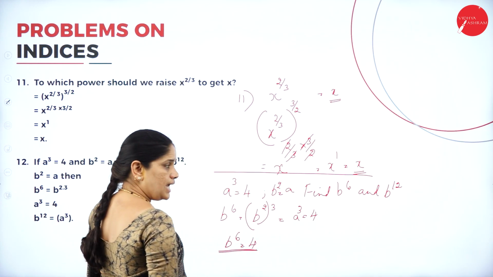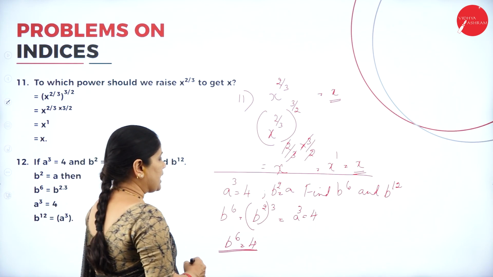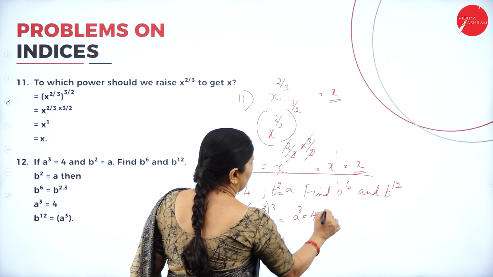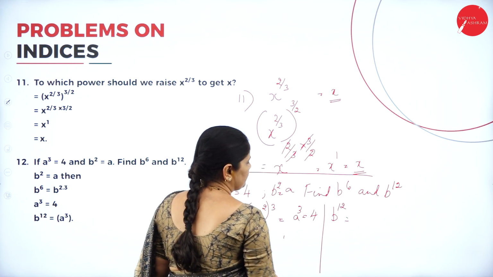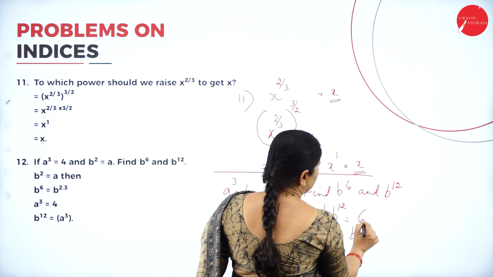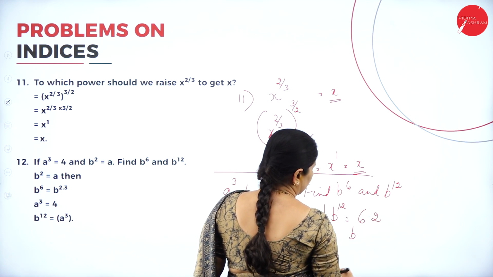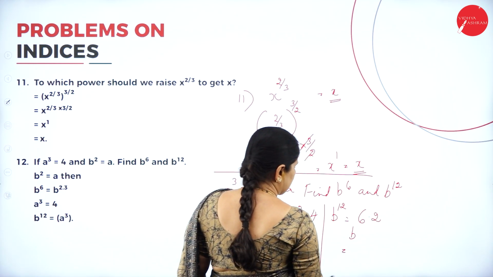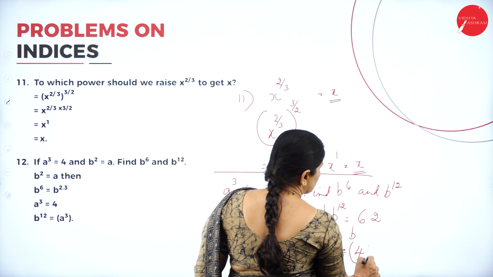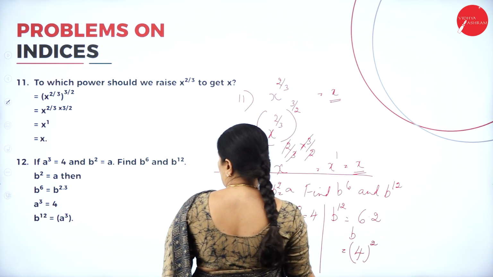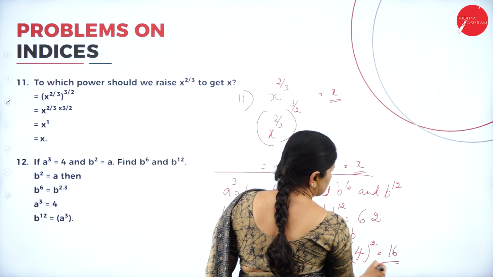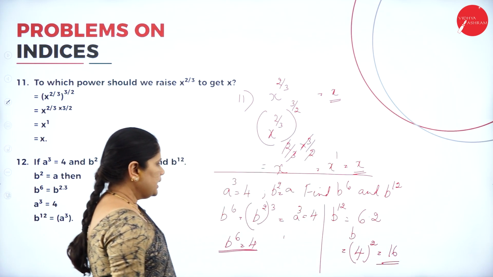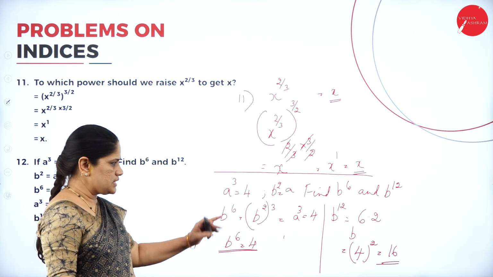So, this is the answer. Now, they have asked us what is the value of b to the power 12. So, b to the power of 12 will be b to the power of 6 into 2. What is the value of b to the power of 6? That is 4. So, 4 into whole square. So, this will be equal to 4 4s are 16, is the answer. So, in this way, we have to simplify.